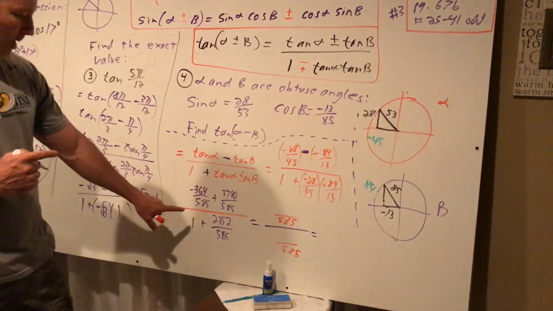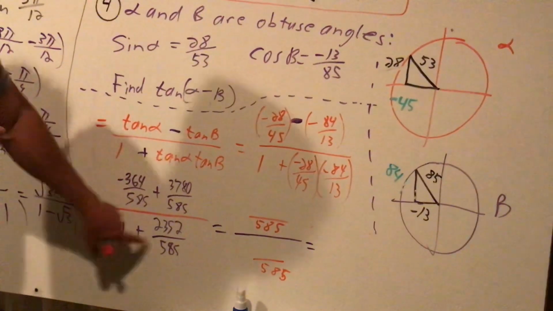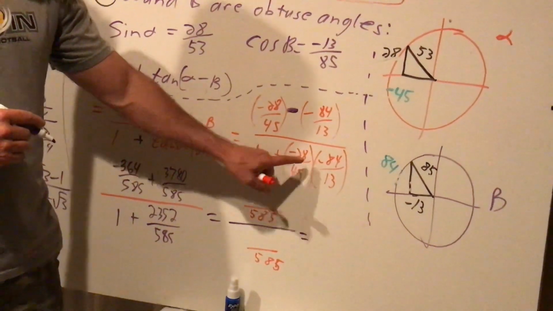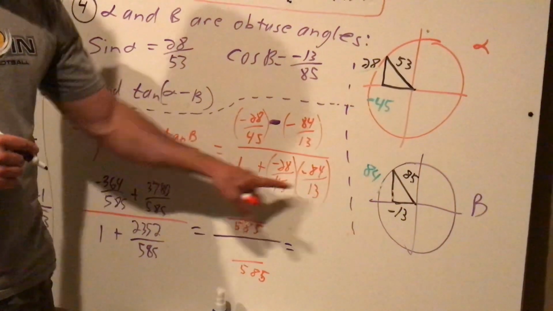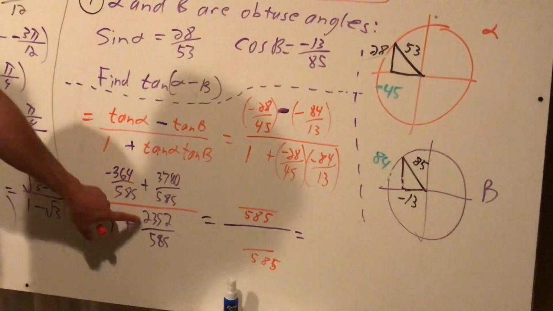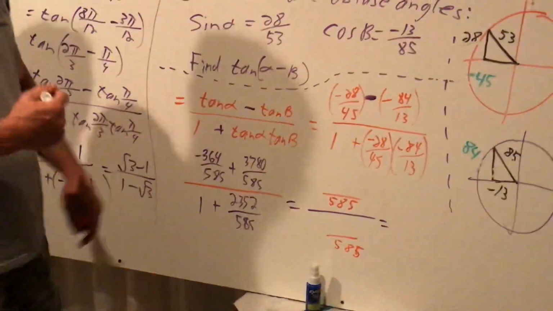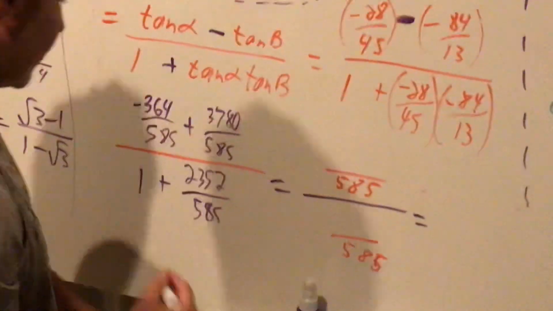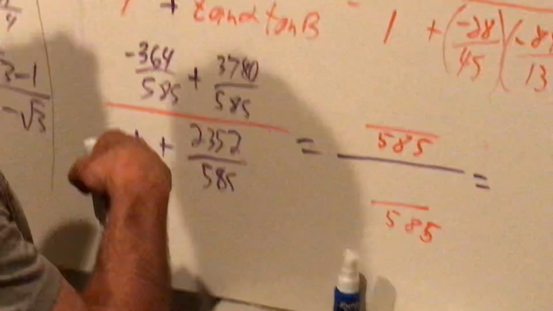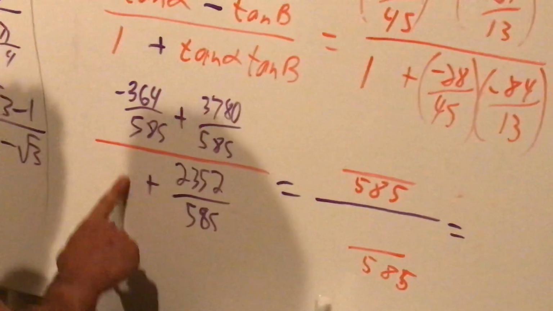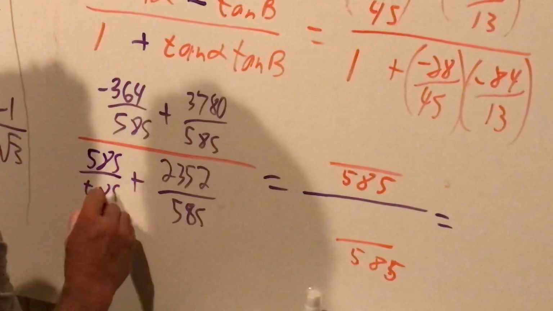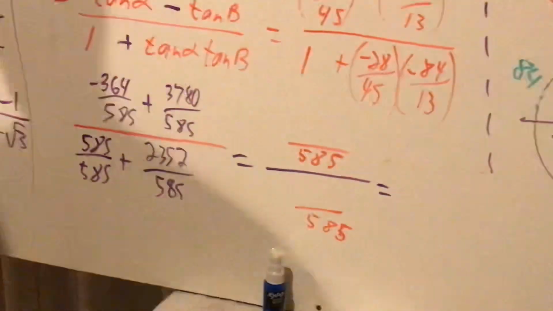Okay? All right, so I have 1 plus, a minus times a minus is a positive. Remember, multiplying fractions, that is multiply across the top and the bottom. 28 times 84 is 2352. Okay, so here we are at the end of the problem. I have 3780 minus 364, I have to do that. And this is going to be 585 over 585, and I'll add those up. Let's get those values right now.